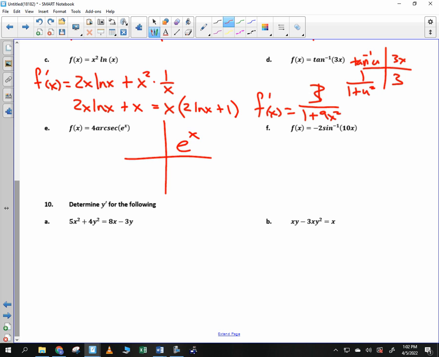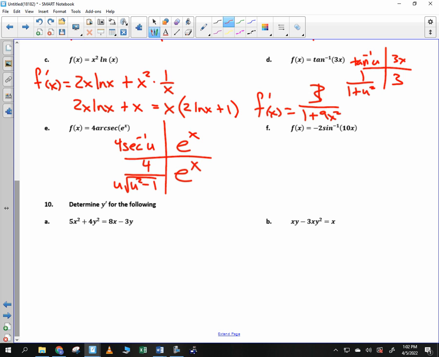E to the x is the inside. What's the outside? Secant inverse of u. What's the derivative of e to the x? It's a beautiful thing. And the derivative of 4 arc secant is good.